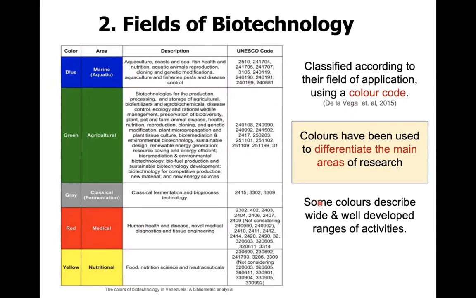And then if you can see bawah ni, some colors describe wide and well-developed range of activity. Macam yang dekat atas ni, the blue and the green, you nampak banyak. Okay, is wide and well-developed. Kalau yang macam kuning ni, only concentrate on food, nutritional science, and nutraceuticals.